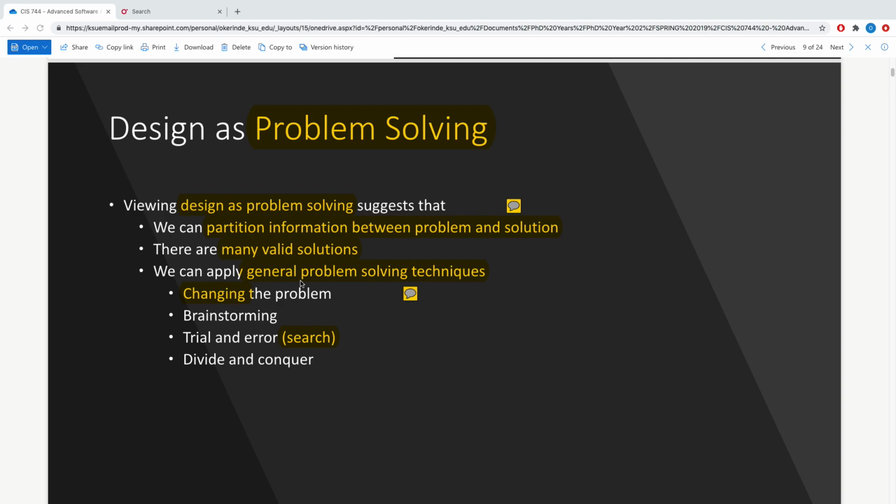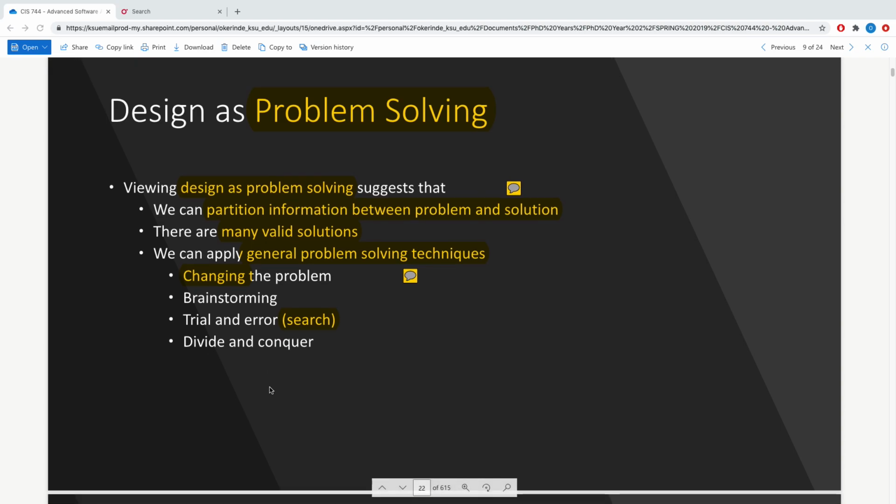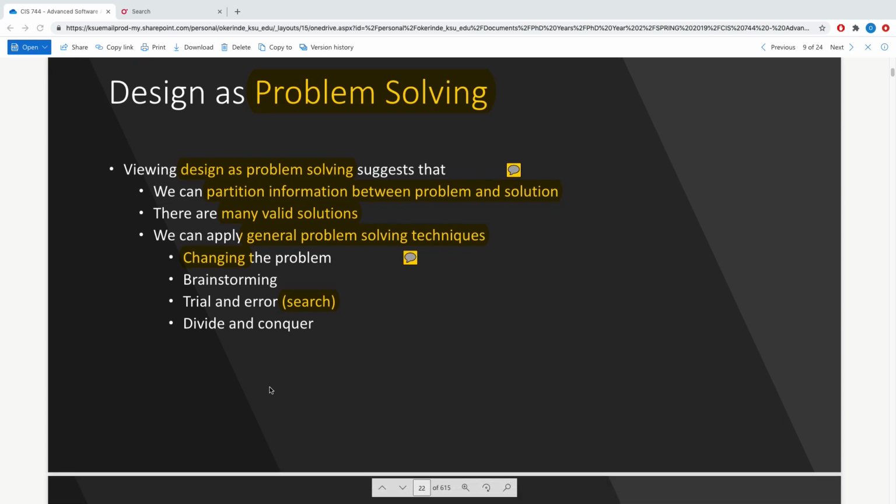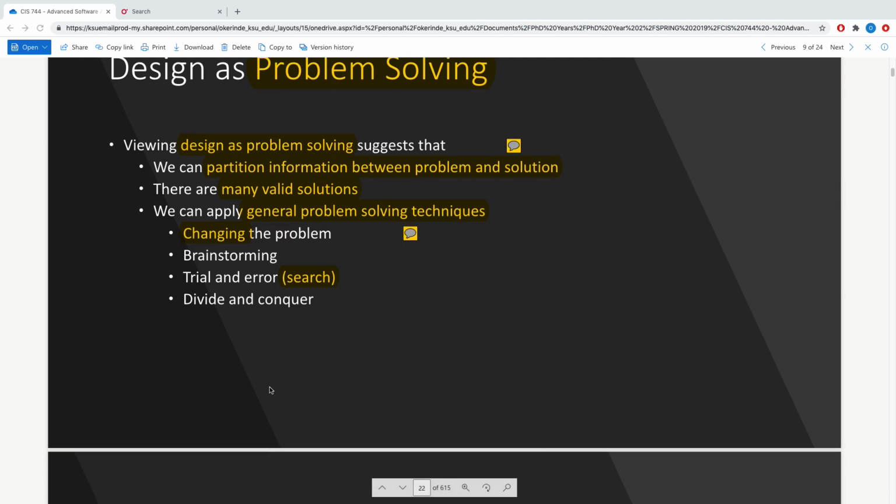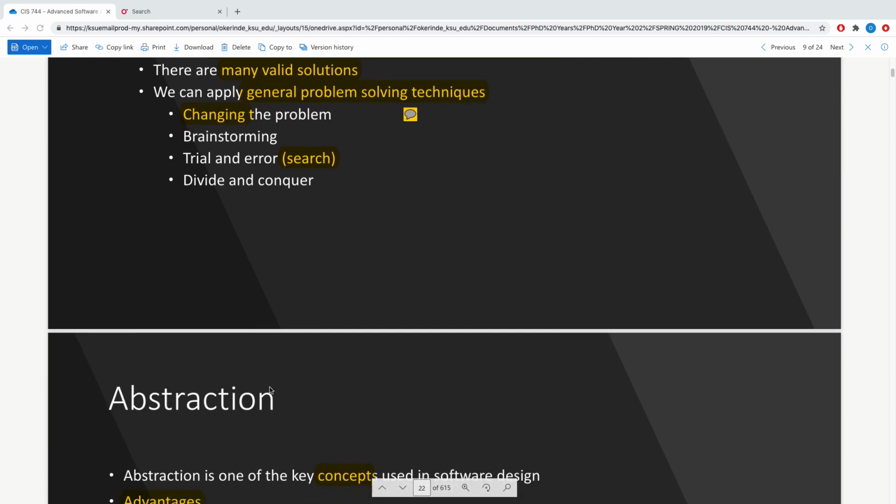So we can apply general problem solving techniques like changing the problem, brainstorming, some trial and error, and dividing the problem into various modules and solving them separately, then combining the solutions of the several modules into one single unit solution.